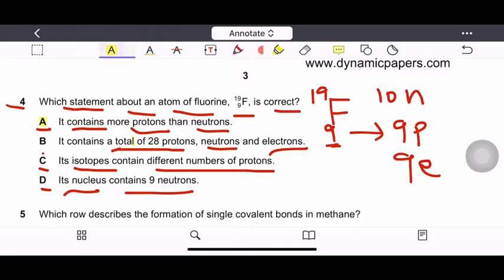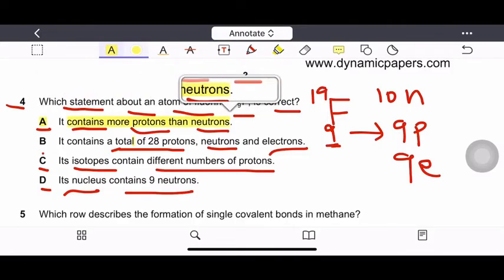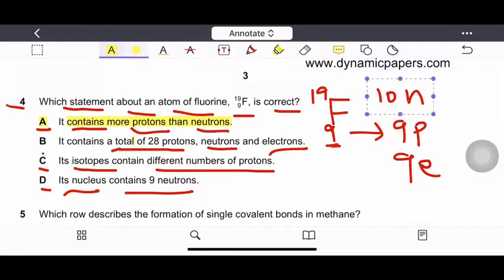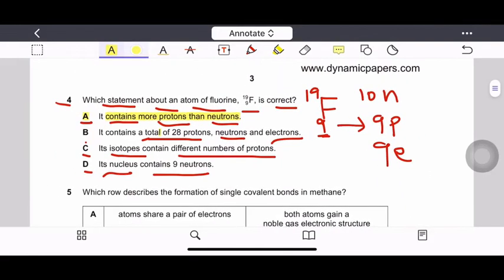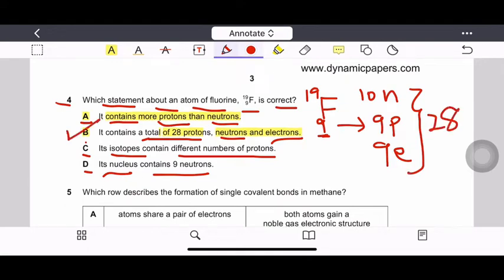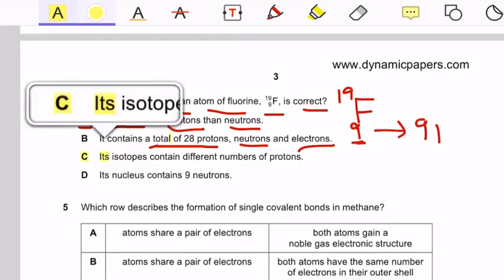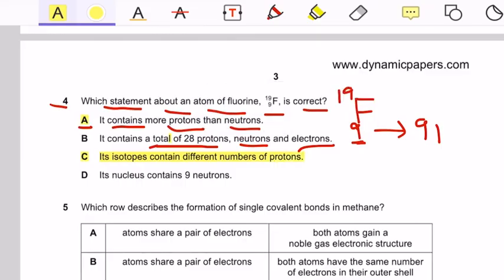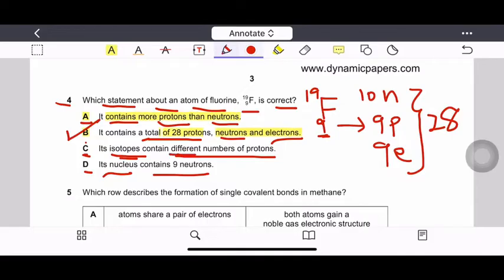First option is saying that it contains more protons than neutrons, but it has 10 neutrons and 9 protons. It's wrong. Option B, it contains total of 28 protons, neutrons and electrons. If we collect all these particles, they become equal to 28. So this is the correct option. What about option C? Its isotope contains different number of protons. Isotopes always contain same number of protons but different number of neutrons. Option D, its nucleus contains 9 neutrons. Its nucleus contains 10 neutrons, not 9 neutrons.